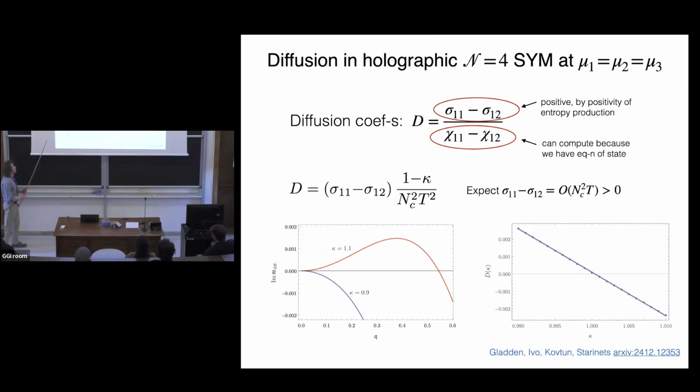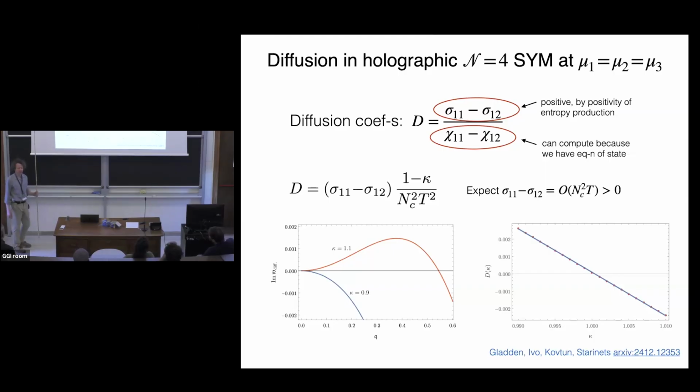So these are the diffusion modes of these difference fluctuations in the hydrodynamics of N=4 super Yang-Mills. The diffusion coefficients are the same as I showed earlier: eigenvalue of the conductivity matrix over eigenvalue of the susceptibility matrix. The susceptibility matrix you know because you know the equation of state, so that is something you can compute. The conductivity matrix, in principle, you can compute, but we haven't. So we don't know this.